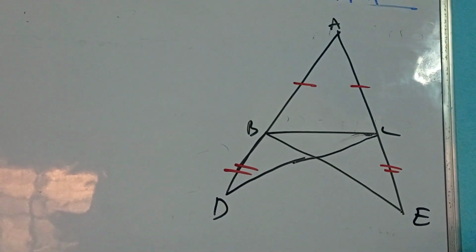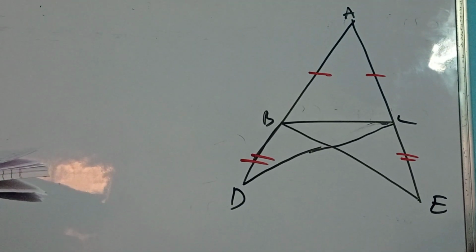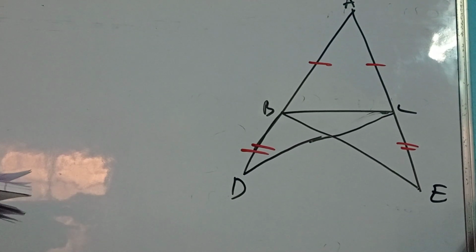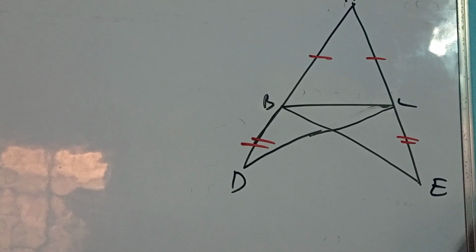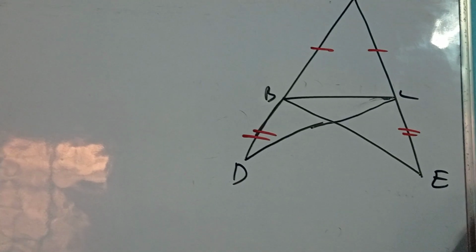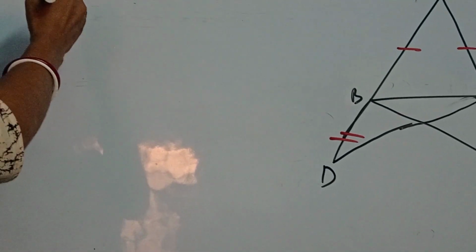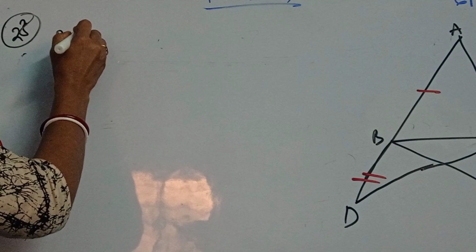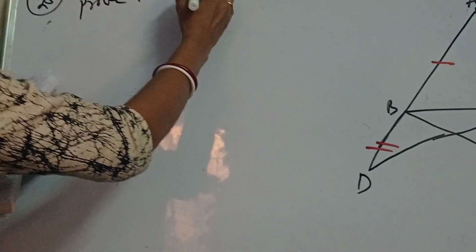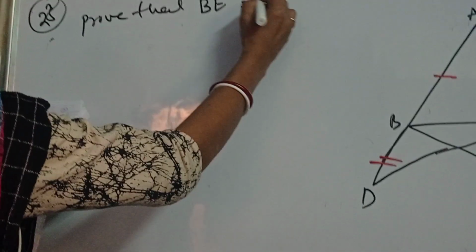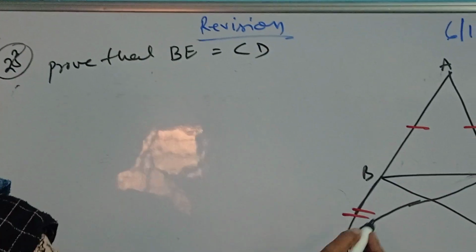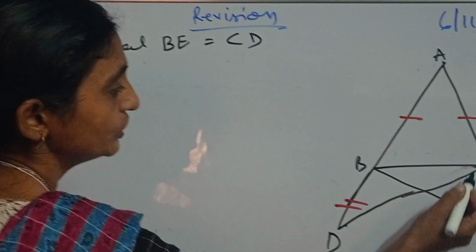So what we have to find out in this question, you have been asked to prove that BE equal to CD. This is question number 28. Your question is, you have to prove that BE equal to CD.